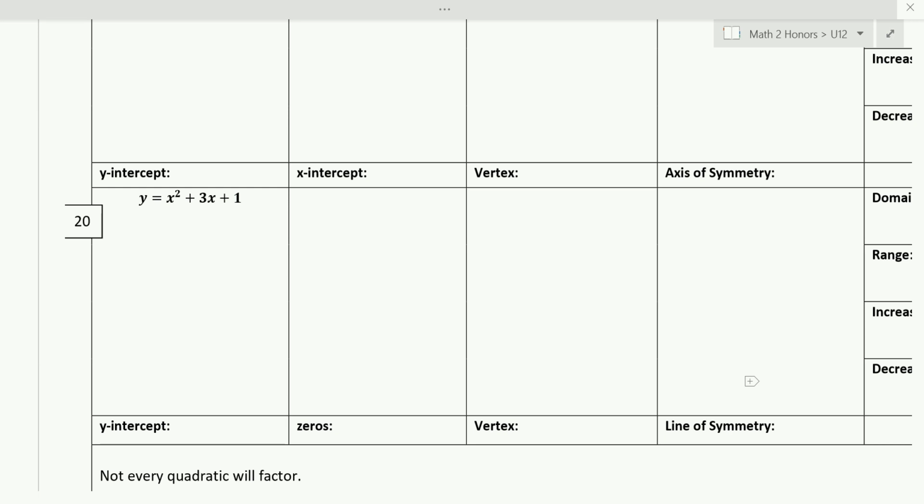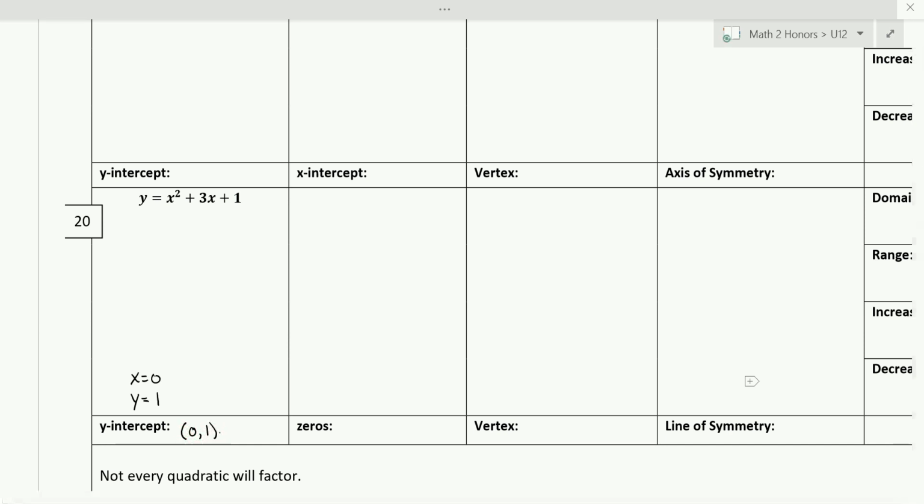Y-intercept. That's the easiest thing to find from standard form. You plug in 0 for x, and what do you get for y? 1, because everything with x zeroes out. So 0, 1 is my y-intercept. Okay, what next?